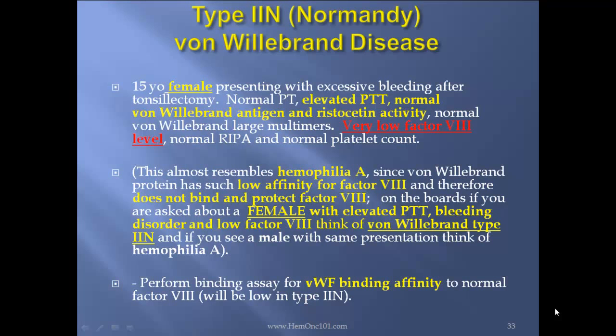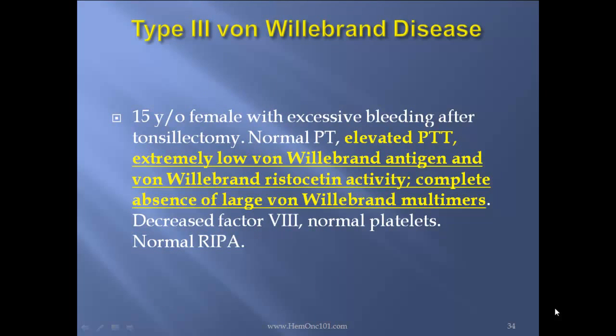Very rarely, females may also be hemophiliacs if there's lionization of one X chromosome, but for the board, it will be very unlikely for you to be presented that case. So for type 2N, perform a binding assay for von Willebrand factor binding affinity to normal factor VIII, and it'll be low in type 2N. Type 3, von Willebrand disease.